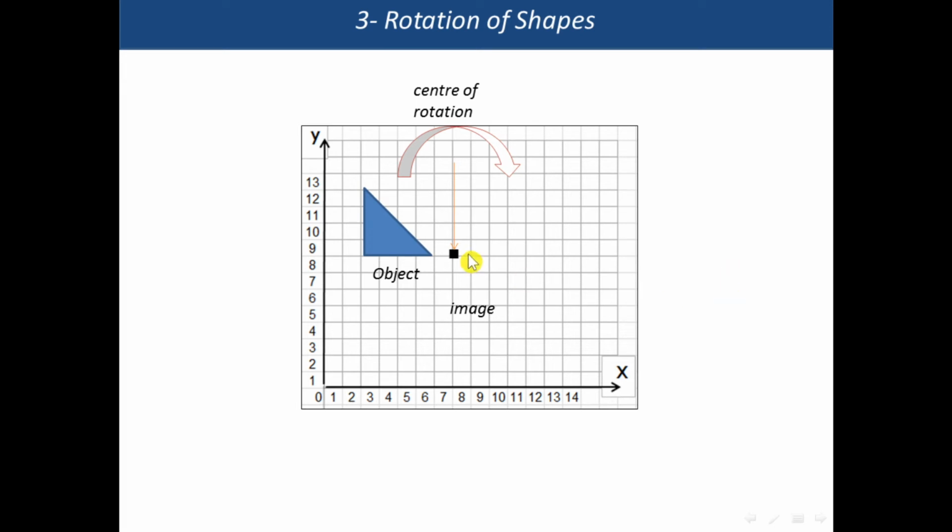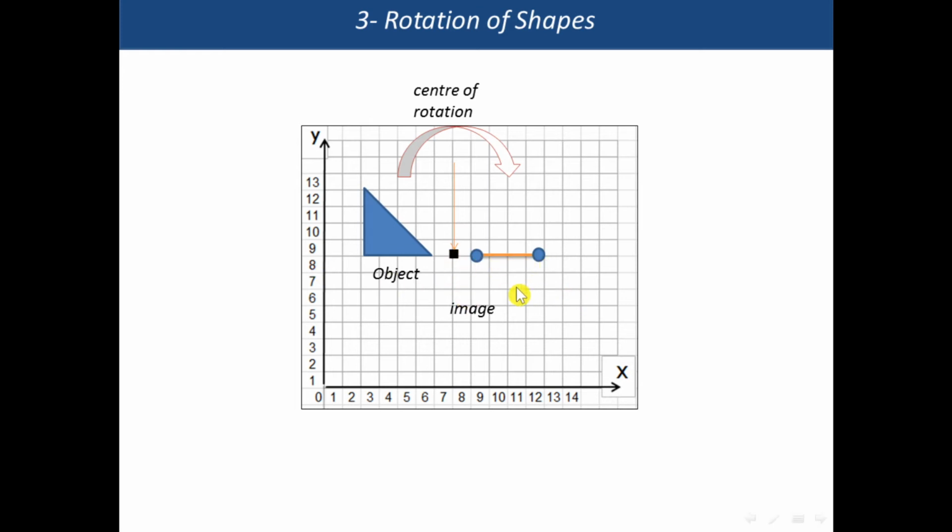For rotation, we need a center of rotation. This is the center of rotation. I have the object here, and I want you to find me now the image. I take this point here. This point is the corresponding point in the triangle, and it is 1 square away from the center of rotation. So I draw the first point in my image triangle also 1 square away from the center of rotation. The second point in my object is 5 squares away from the center of rotation, so I draw my second point in my image triangle also 5 squares away from the center of rotation.